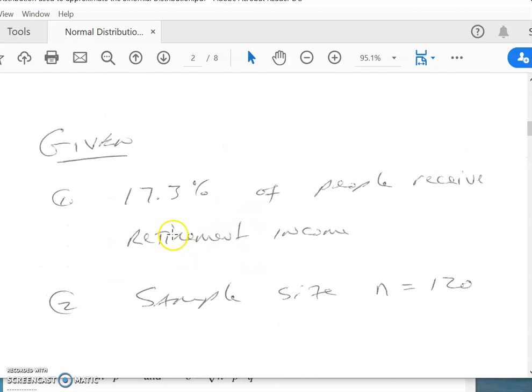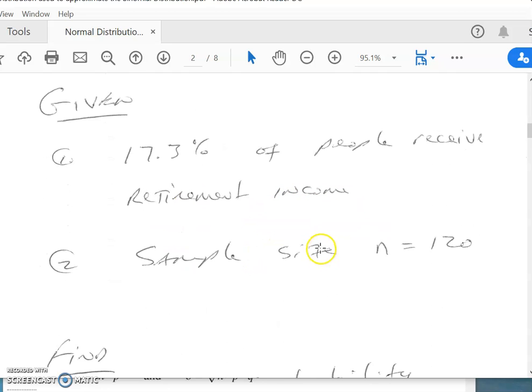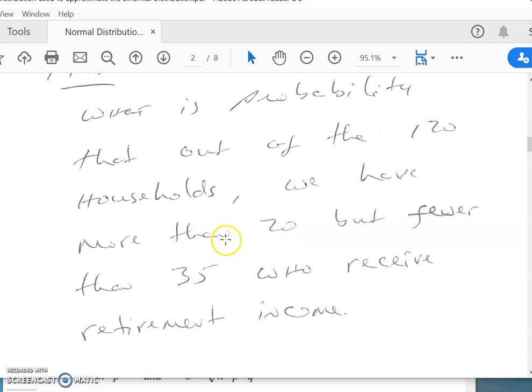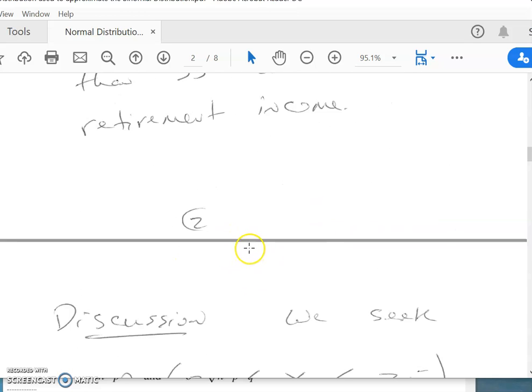Okay, so here's what we're given. 17.3% of the people receive retirement income. The sample size is n equals 120. Find the probability that out of the 120 households, we have more than 20, but fewer than 35 who receive the retirement income.